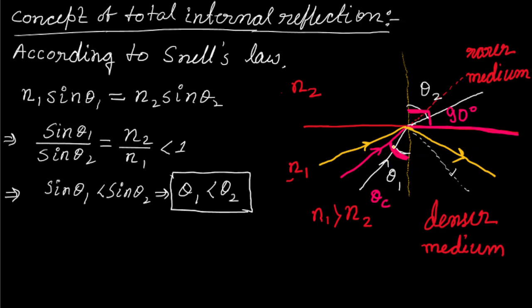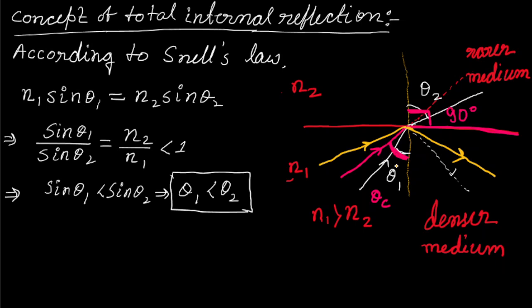So this phenomenon, when light goes from a denser medium to a rarer medium at an angle greater than the critical angle, then light doesn't go to the second medium and all light returns back to the first medium from the interface of these two media. This phenomenon is called total internal reflection.